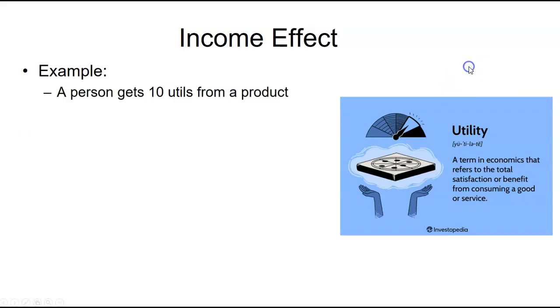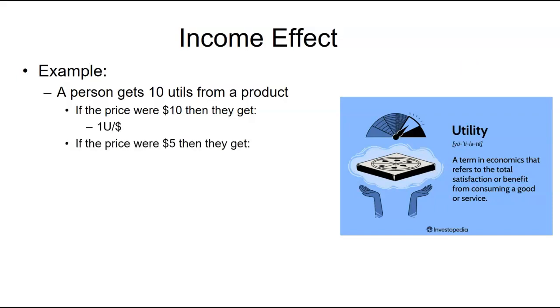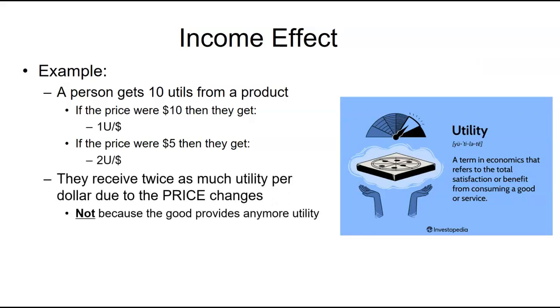Well, let's say a person gets 10 oodles from a product. And here we have utility over here on the right if you need that definition. If the price were $10, then they get 1 oodle per dollar. But if the price were $5, then they get 2 oodles per dollar. So you get that much more utility. It wasn't because the use of that good increased. The utility, which is essentially the demand for the good, has stayed the same. What has changed is the price. You get more use per dollar because the dollar value has changed. So we're going to link this to change in quantity demanded later.